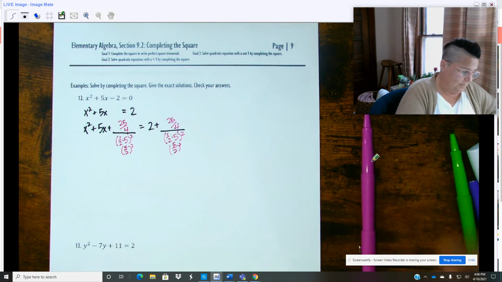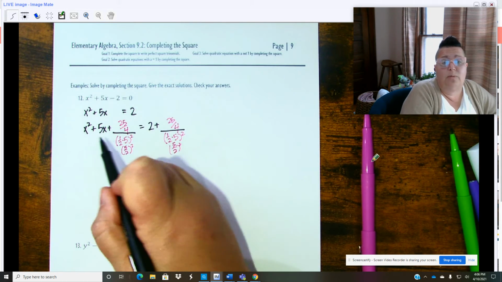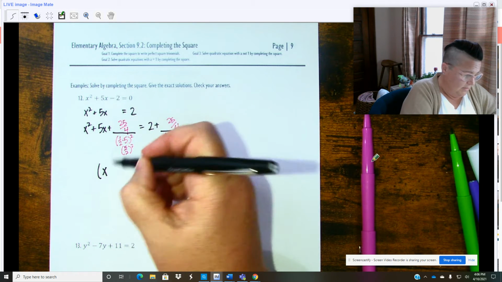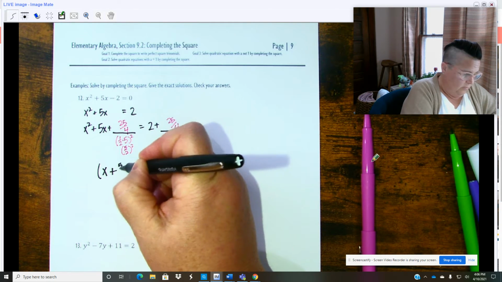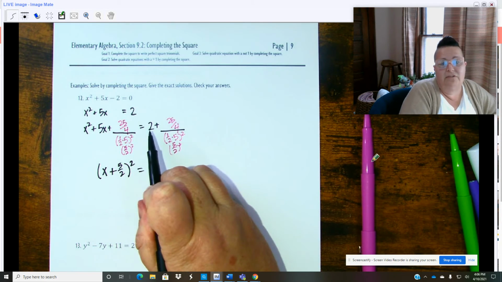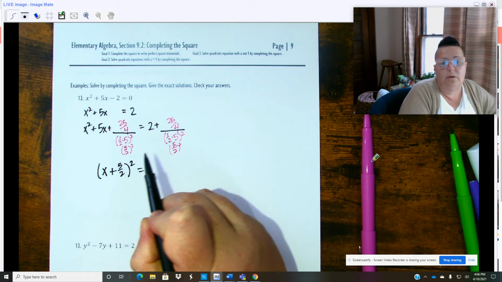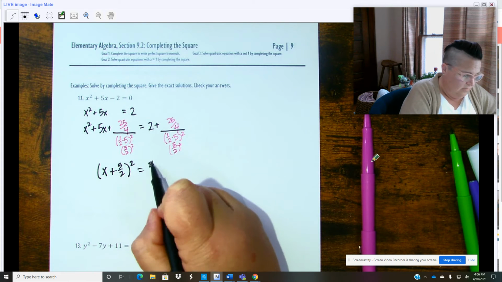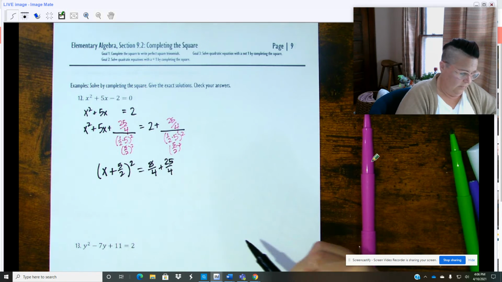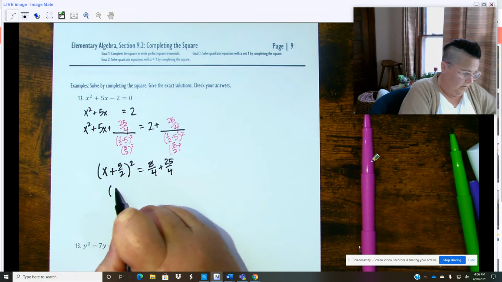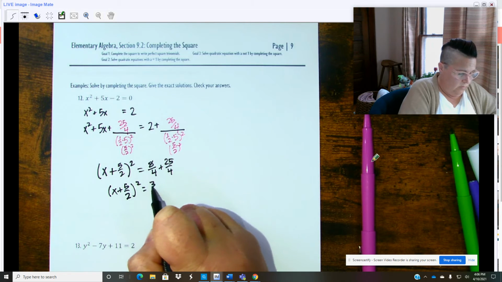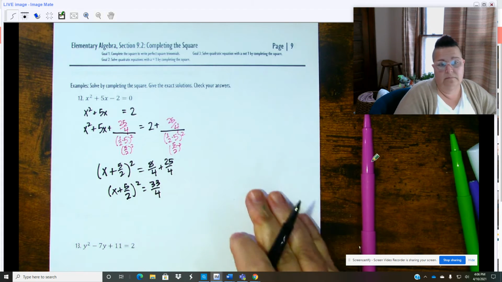All right. Now, this will be factorable. We have forced a perfect square trinomial here. So this will now be x plus 5 over 2 squared is equal to, well, we have 2 plus 25 over 4. We want to get a common denominator. So this will be 8 over 4 plus 25 over 4. So we have x plus 5 over 2 squared is equal to 33 over 4.